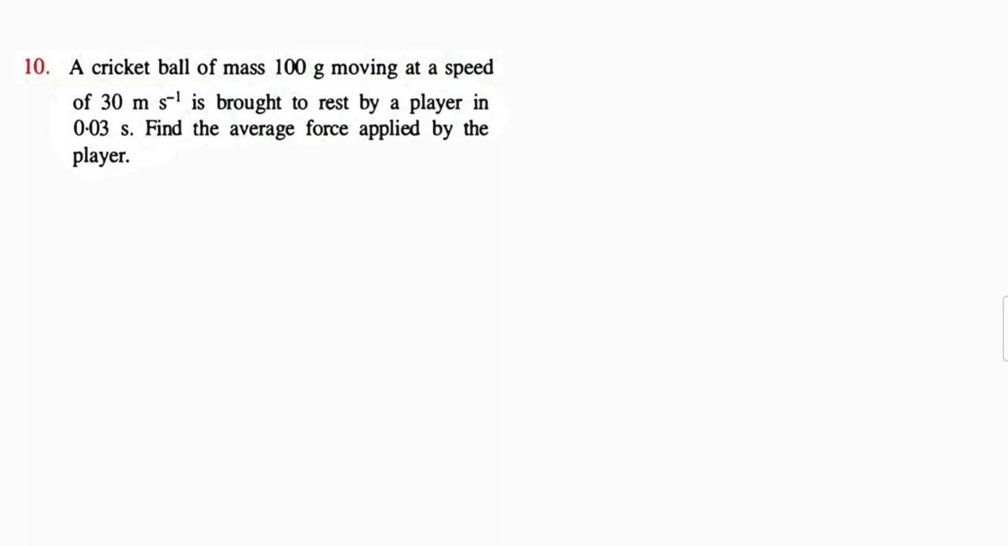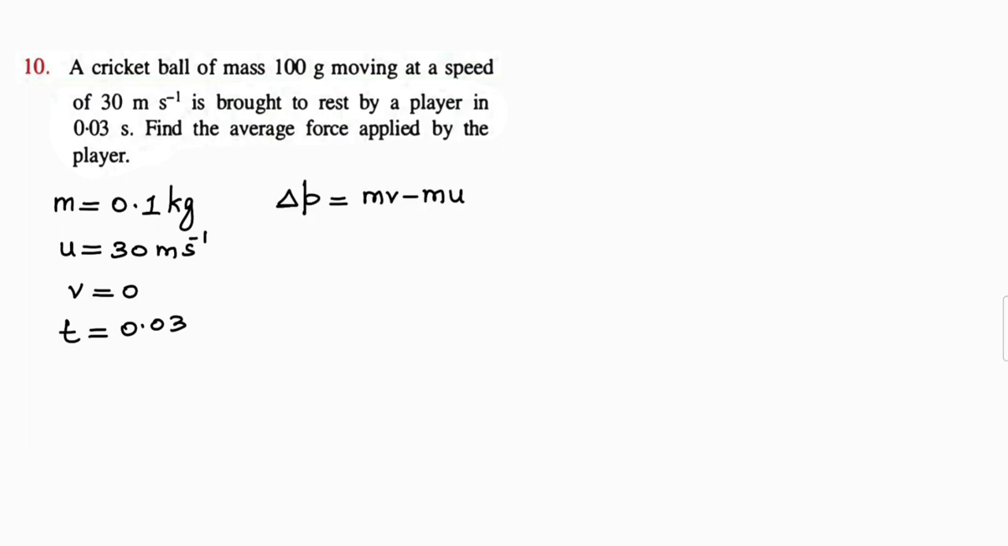Question 10. Mass 100 grams. A ball is moving with the speed of 30 meters per second. So converting mass into SI unit, initial velocity is 30 meters per second, is brought to rest. That is v is equal to 0 and the time taken is 0.03 second. Calculate the average force needed. This sum can be done by two methods, so I'll do both of them. In first method you will get the answer in minus, so don't worry about that. Minus means it is retarding force.